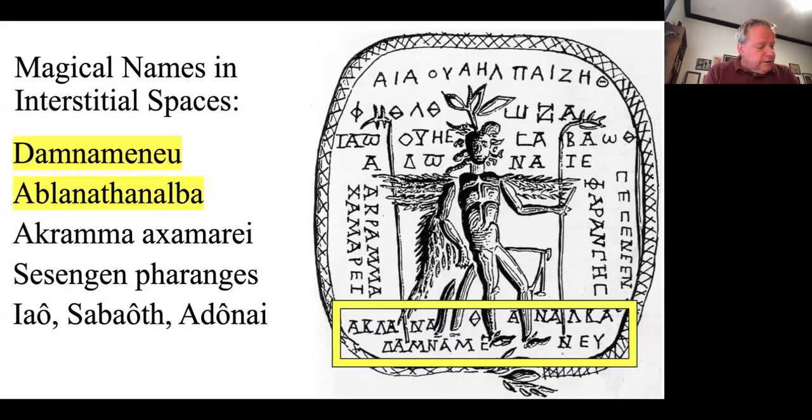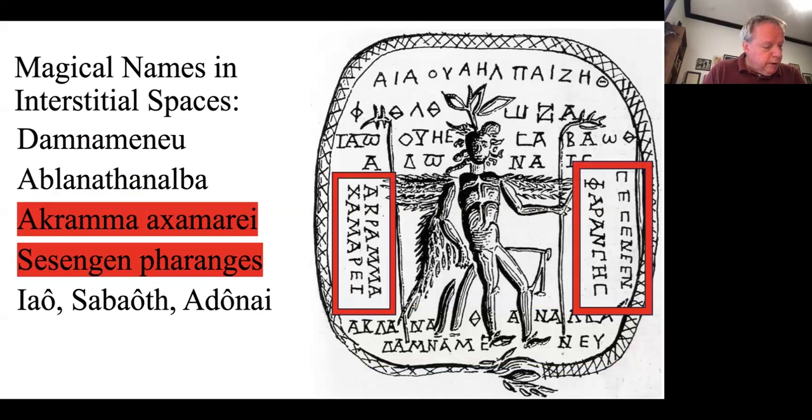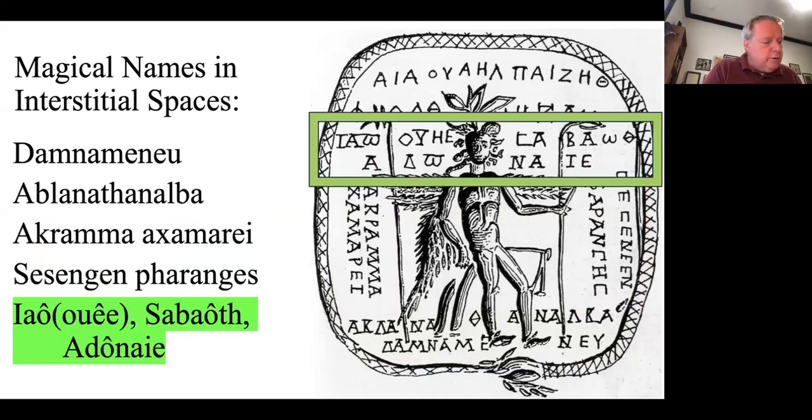We see at the god's feet, for example, the palindrome Ablanathanalba and the name Damnameneo. And at his side, we see two other popular magical names. And on either side of his neck and throat, we see Jewish names and titles, first the 7 vowels rearranged so that they begin with Yao, which means Yahweh, and then Sabaoth and Adonai, of the sort that frequently show up on gemstones and other amulets of the Roman period.